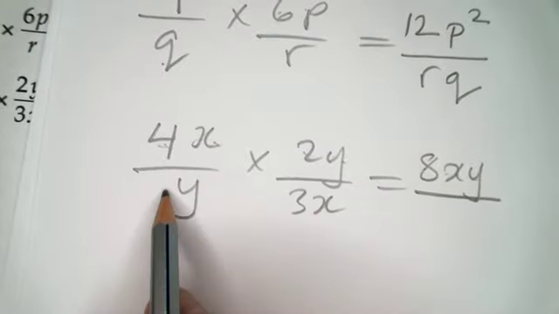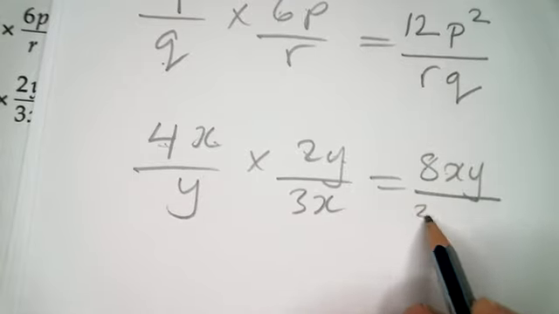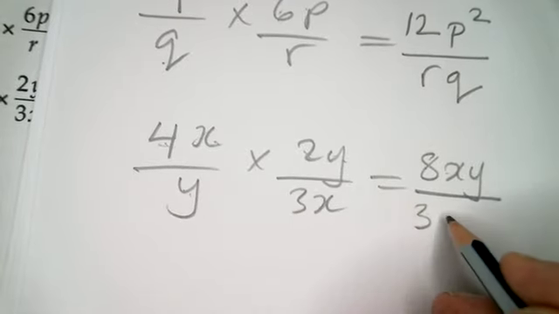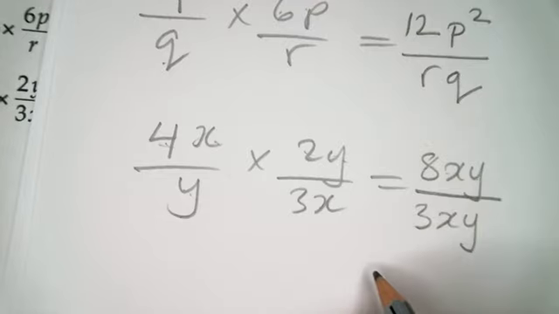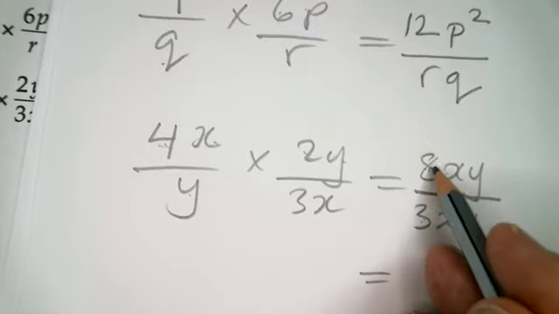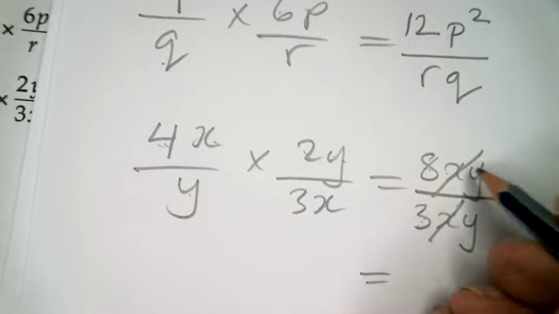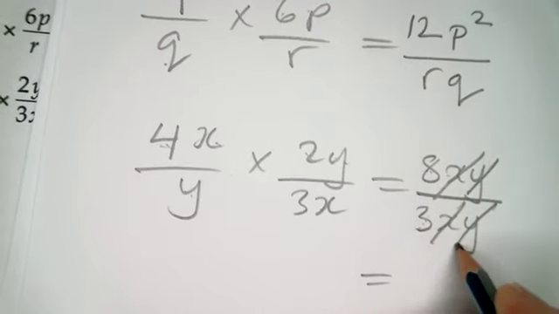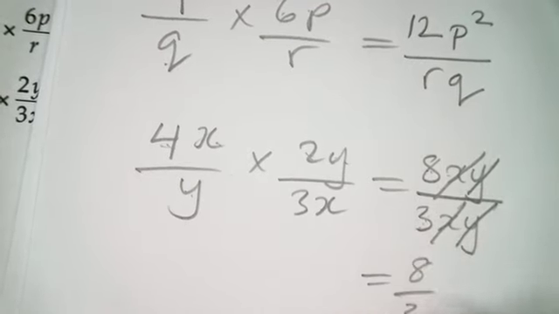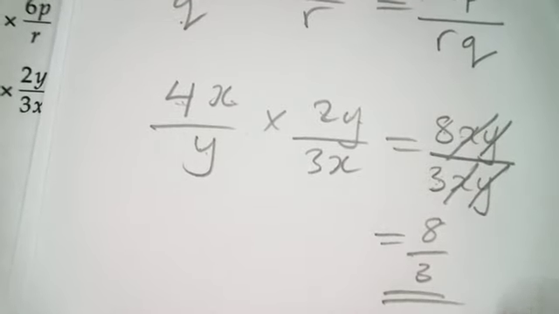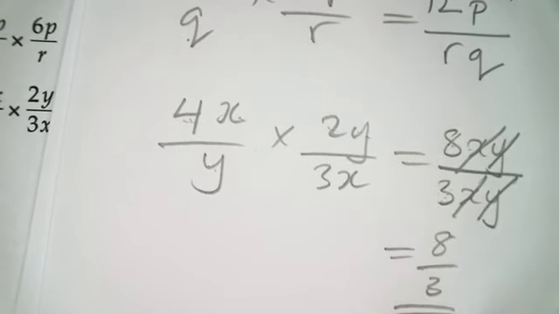Now, this is really a 1y, so 1 times 3 is 3, and a y times an x is an xy. Now, although we can't cancel the coefficients, an x divided by an x is 1, and a y divided by a y is 1, leaving me with 8 on 3. It's an improper fraction, and I would leave it that way. I wouldn't try and turn it into a mixed number.